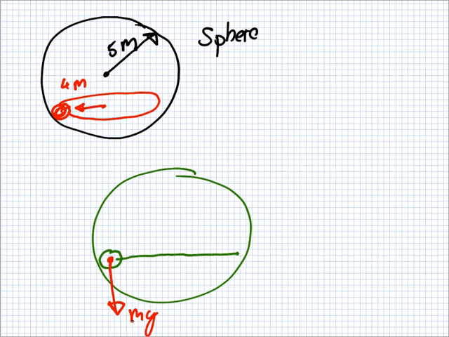What's the other force? If it was just mg, it would fall to the ground, wouldn't it? So what's the other force? Reaction force, yeah, reaction force. This way towards the center of the big sphere.